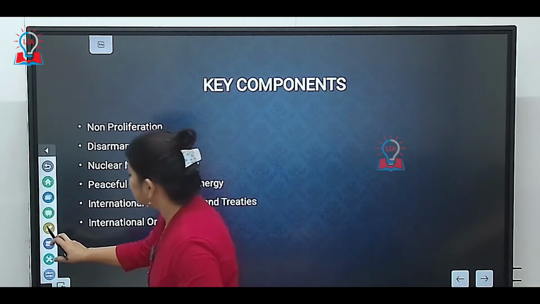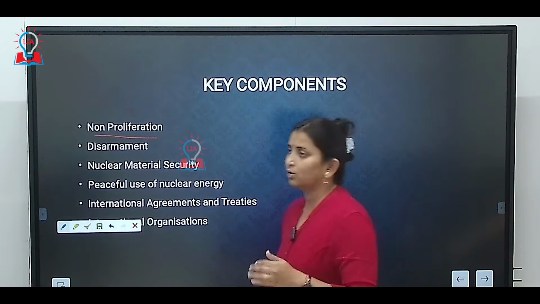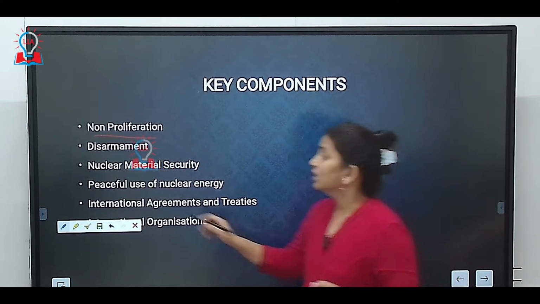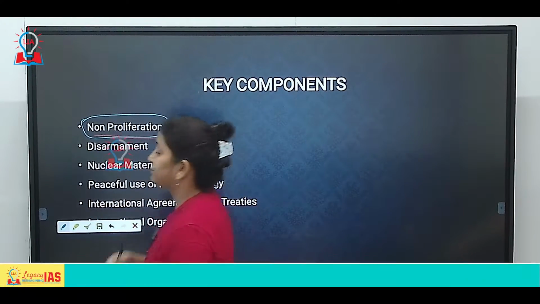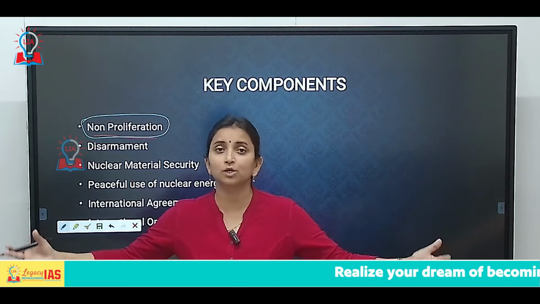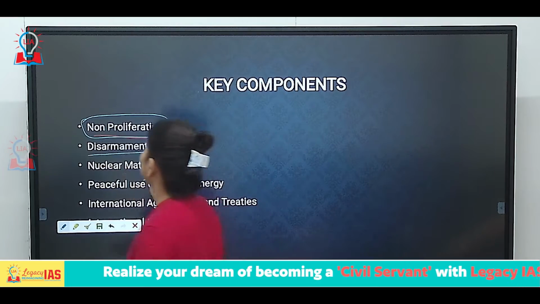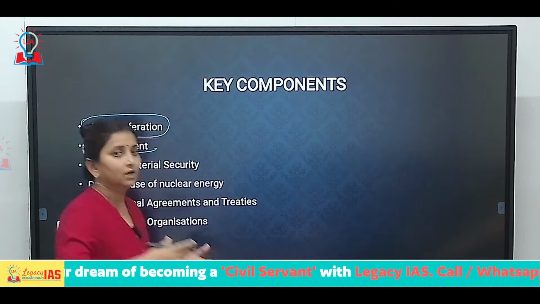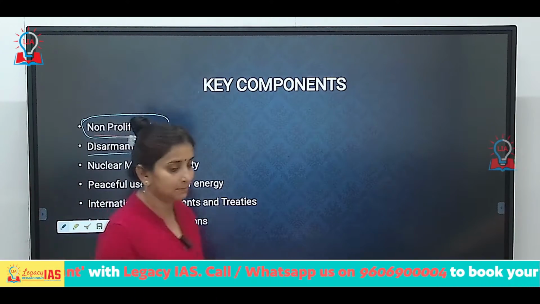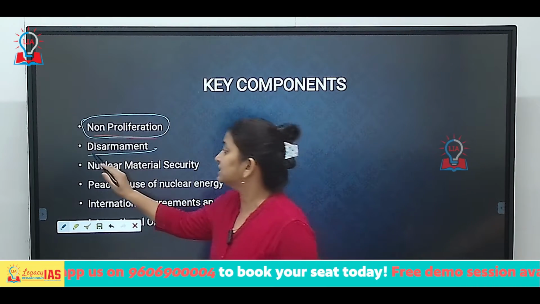Those components definitely include non-proliferation. Let's say a country has already created nuclear armaments. In that case, you should not be proliferating it, you should not be multiplying it, you should not be expanding your nuclear power in terms of ammunitions. Secondly is disarmament. That means you already possess it, you try to get rid of that armament and try to utilize it for energy purposes. So you need to disarm yourself.